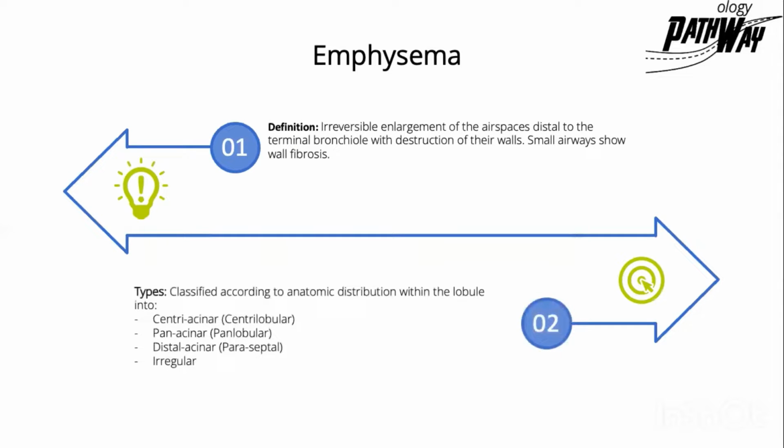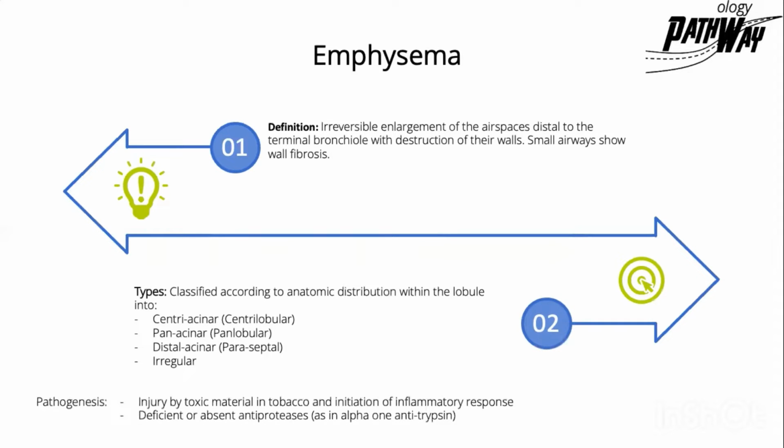And we have 4 types of emphysema, classified according to the anatomic distribution. So the first one is the centri-acinar or centri-lobular, more in smokers. The second one is pan-acinar or pan-lobular. Third, distal acinar or paraseptal. And the fourth one is the irregular.